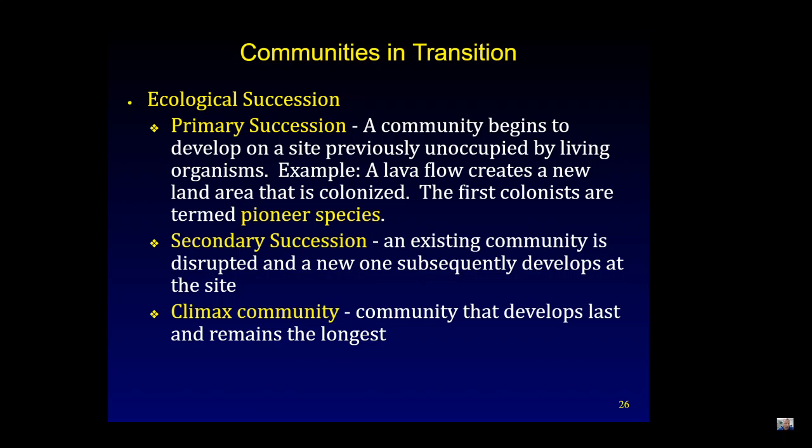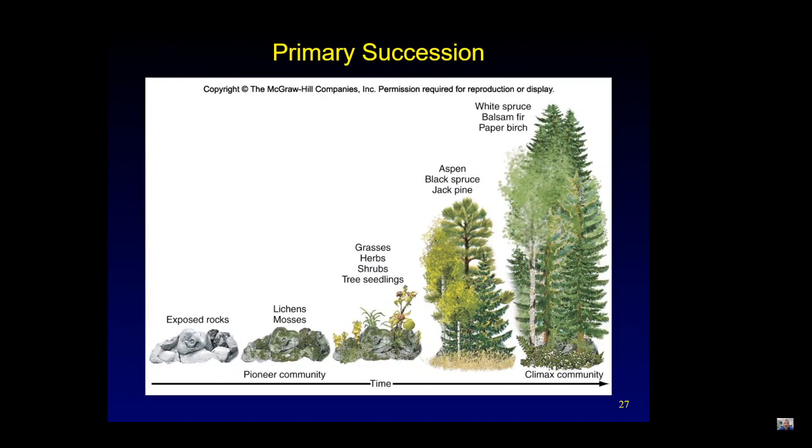And then the other term is climax community, which is a community that develops last and remains the longest. It means it's undisturbed, and it has had many years to come together and form this community of organisms. And this is what it might look like.